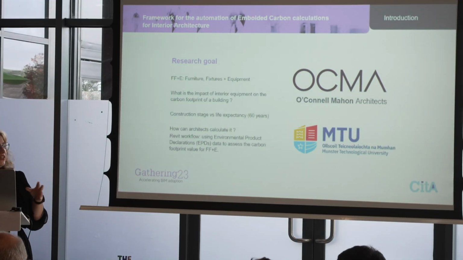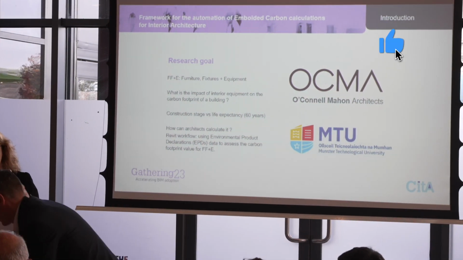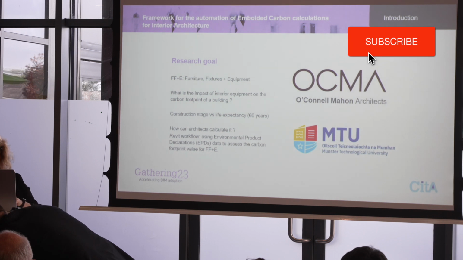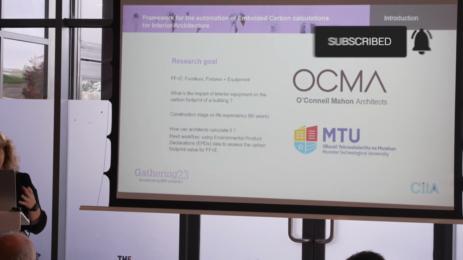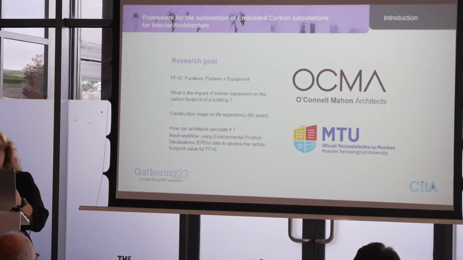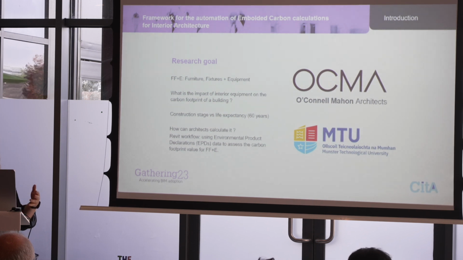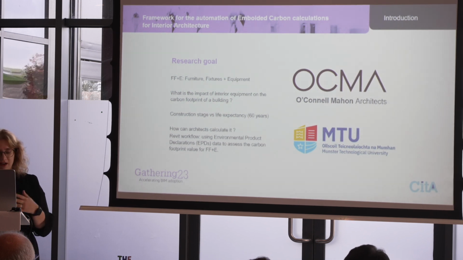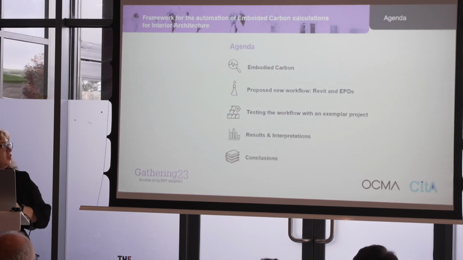So this research was completed over 9 months with MTU as part of a master's while working with Mahon Architects, and the goal was to understand what the impact of interior equipment, or FF&E, is on the carbon footprint of a building. I was looking in relation to its life expectancy rather than just the construction stage. So how can architects calculate this, and how can we help them by making it easier with a Revit workflow, for example?